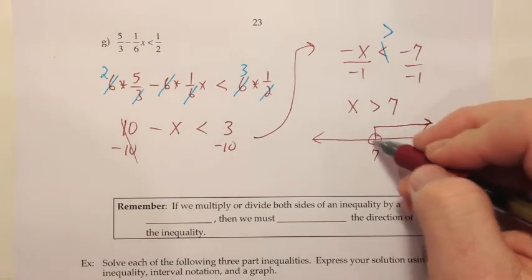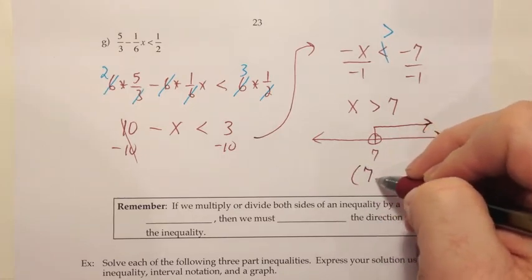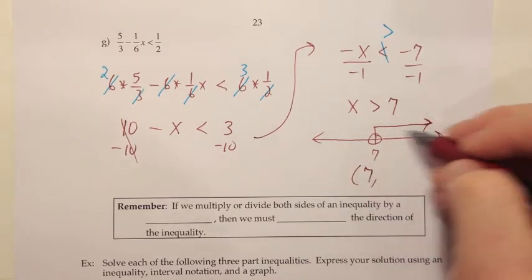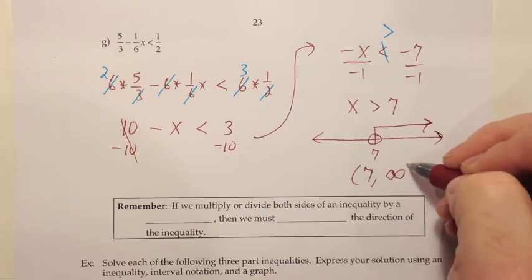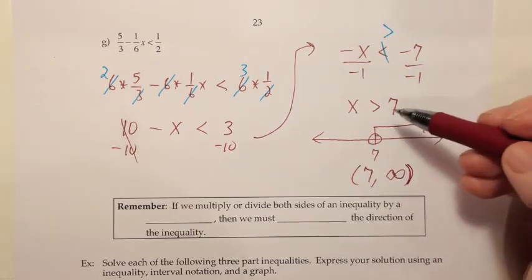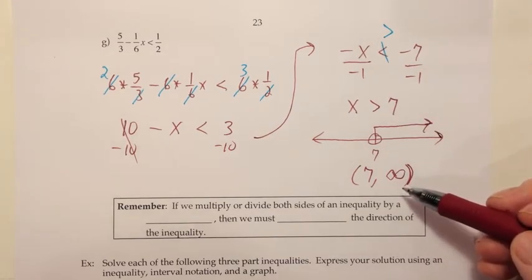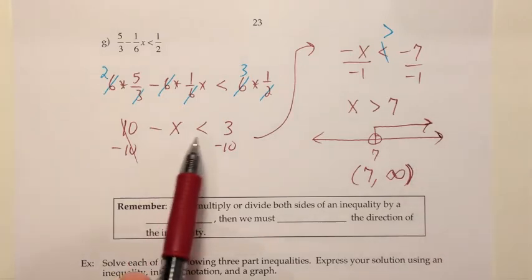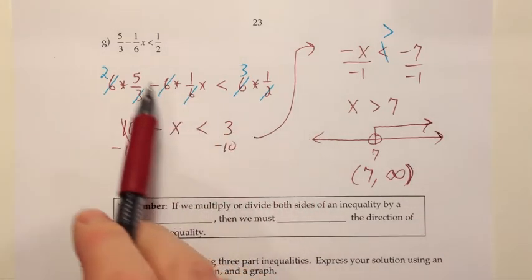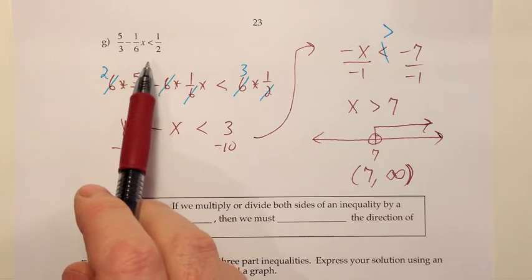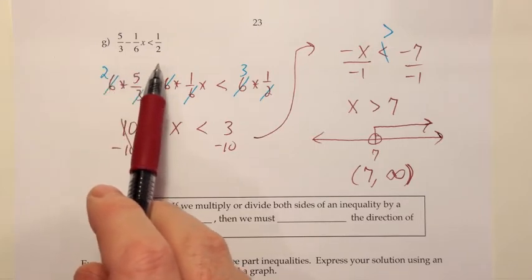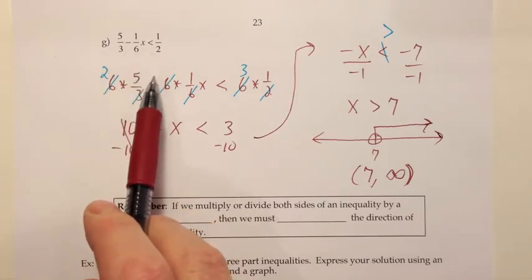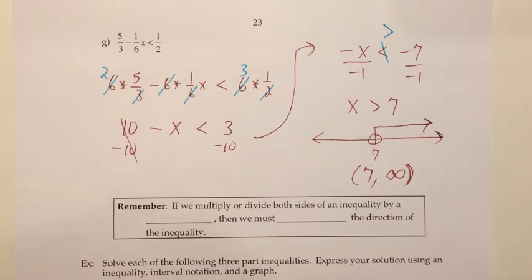Interval notation: the left-hand side of the boundary is 7, which is not included. And it goes forever to the right, or to infinity, which is never included. So there's my solution, my graph, and the interval notation. And again, the key step here that makes this an easier problem is to notice the fractions at the beginning, figure out their least common denominator, and multiply every single term by that. That should eliminate all your fractions and make the rest of the work go smoother.